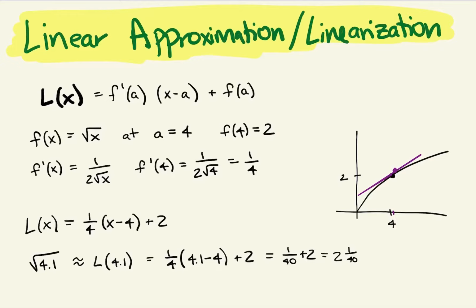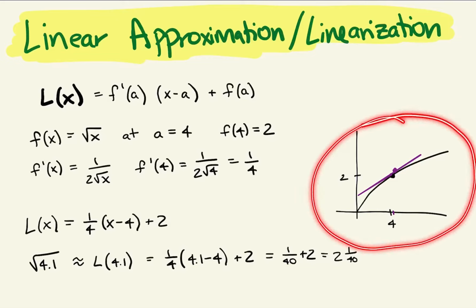So the linear approximation at this point, we need f of 4, which we have, and we also need f prime of 4. So we take the derivative f prime of x, and we evaluate it at that point at 4, and we get 1/4. We get that slope. So our linearization will be 1/4 times x minus 4, minus the a value, plus the actual value at that point, plus 2.